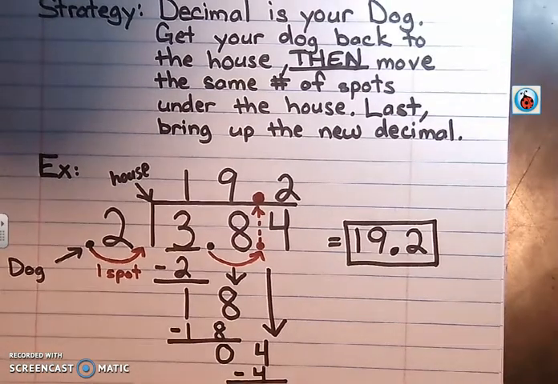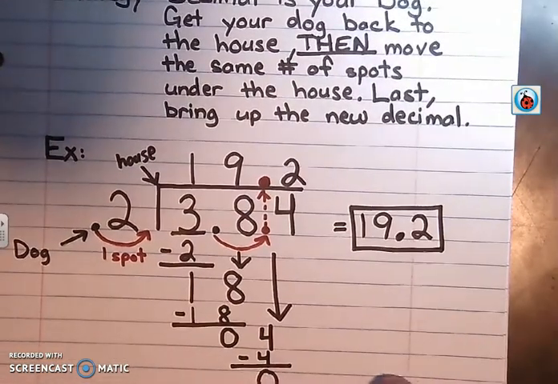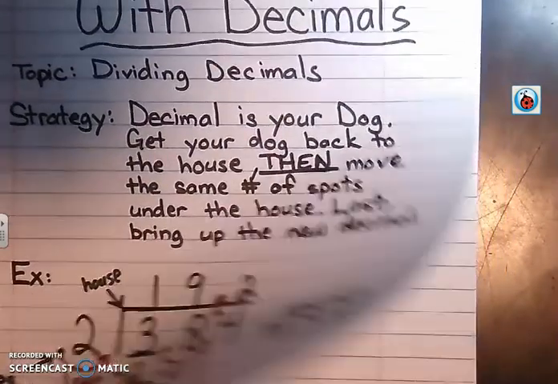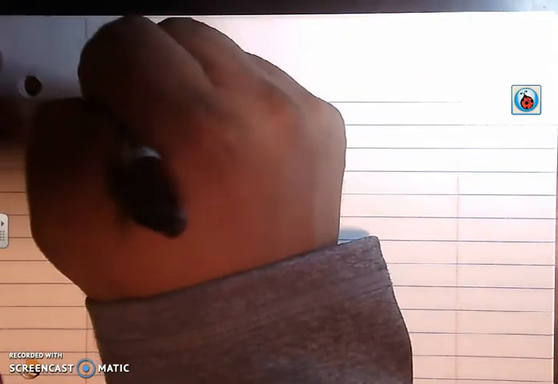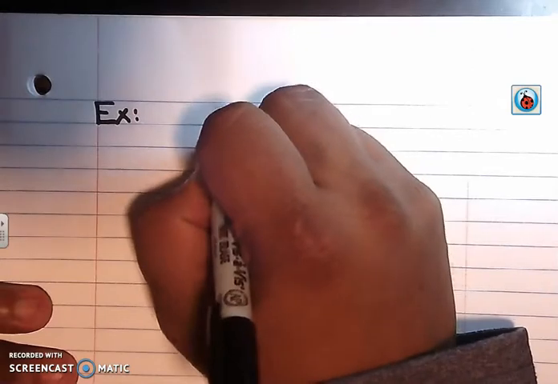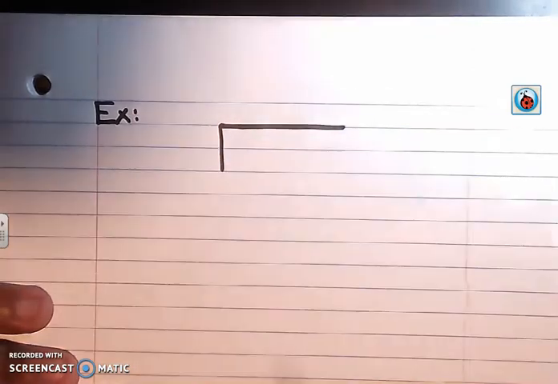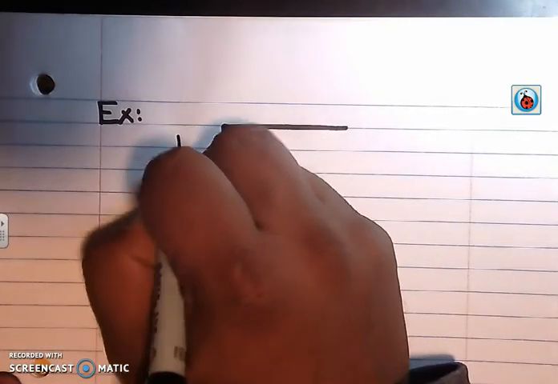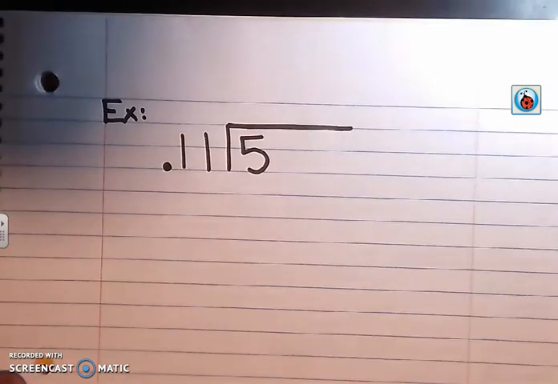Okay, so we're going to work another example real quick just to make sure that you're understanding how this strategy works. So here's our next example. We're going to have our house. We're going to have 5 on the inside and decimal 11 on the outside.